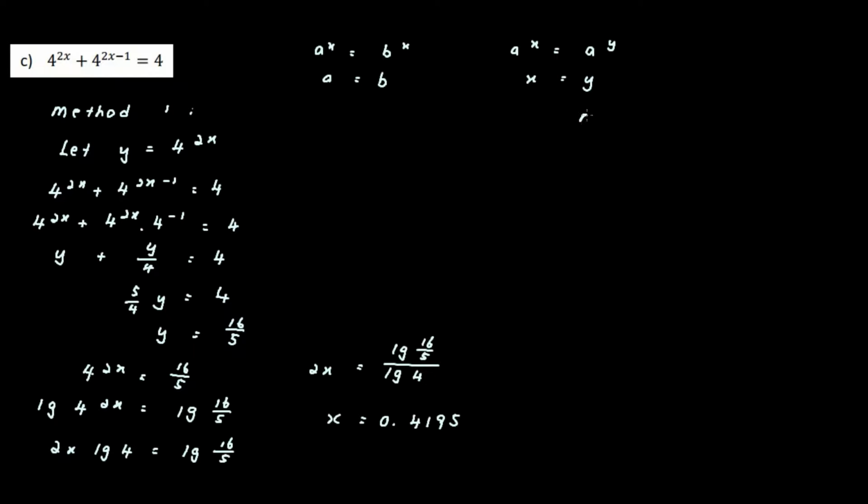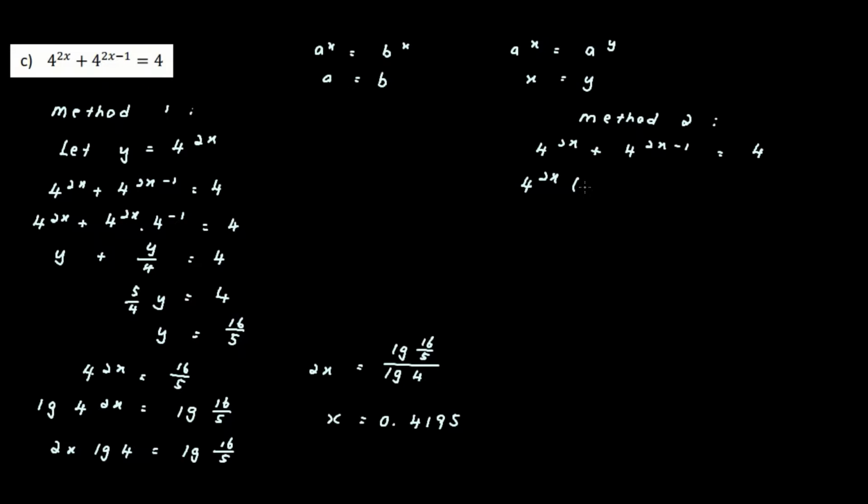So for method 2, they didn't use any variable to replace it, but they try to use the method of factorization, though they actually mean the same thing. So for 4^(2x) + 4^(2x-1) = 4. Instead of doing substitution, what we do is something like factorization. So what do you have? 4^(2x) and 4^(2x-1) equals 4, right? So we can bring 4^(2x) out.